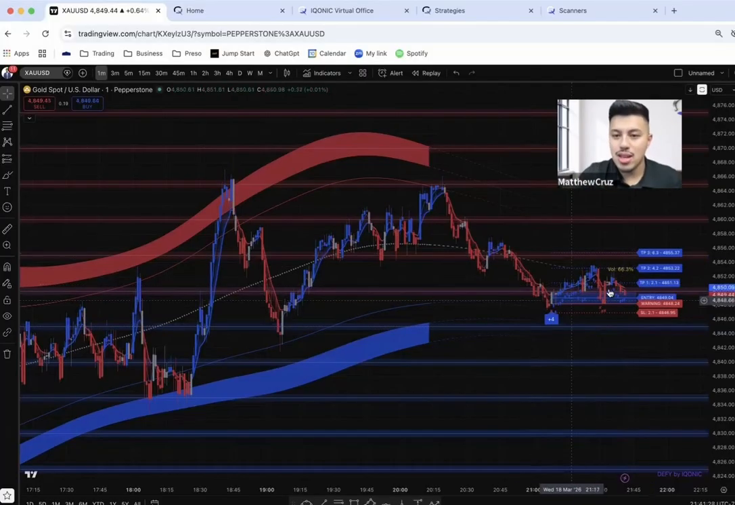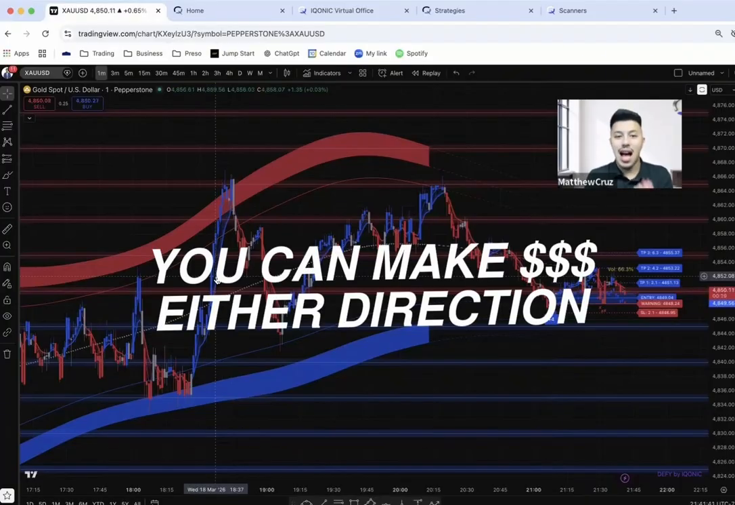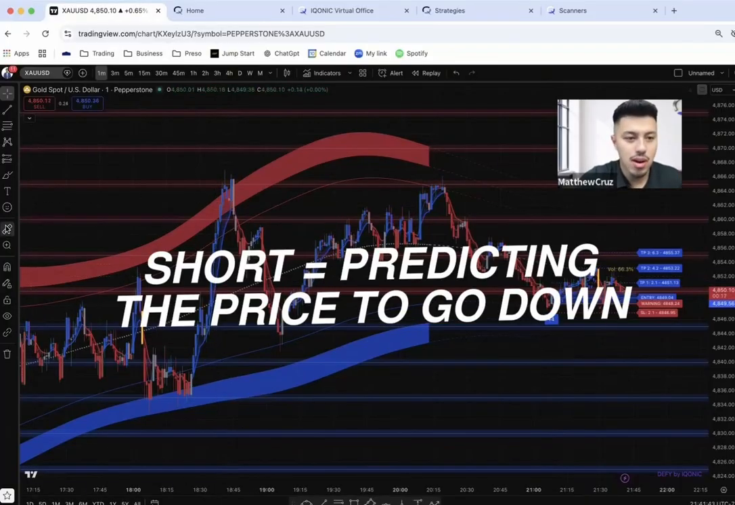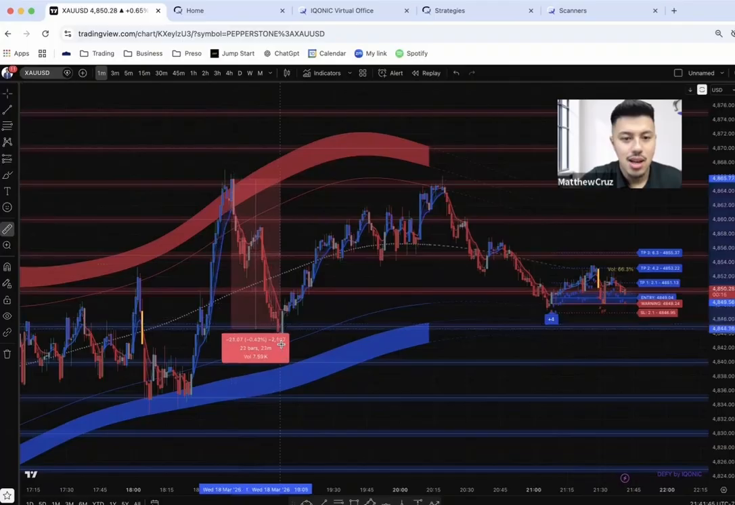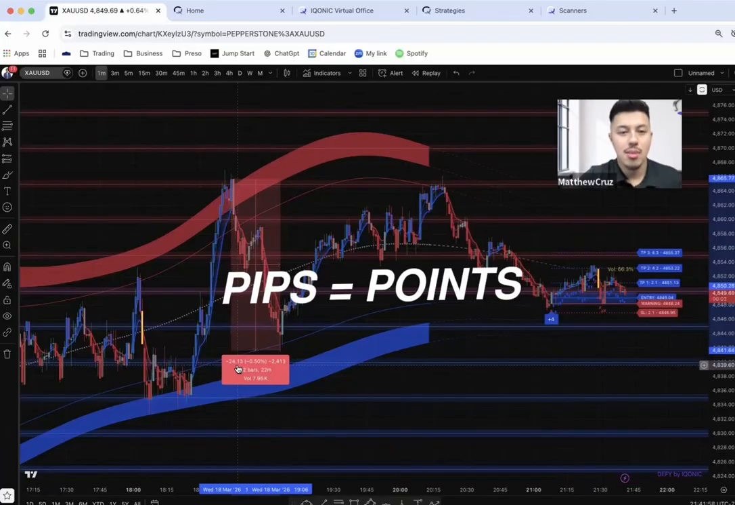So before I show you this trade that DeFi just called, what I want to do is give you some examples of some trades that we could have taken and how much you could have potentially made. The way trading works is you can make money either direction. If I short the market here and within, let's say, 22 minutes, the market dropped 241. I know this is confusing, but you move the decimal over one. In 22 minutes, the market dropped 241 points.